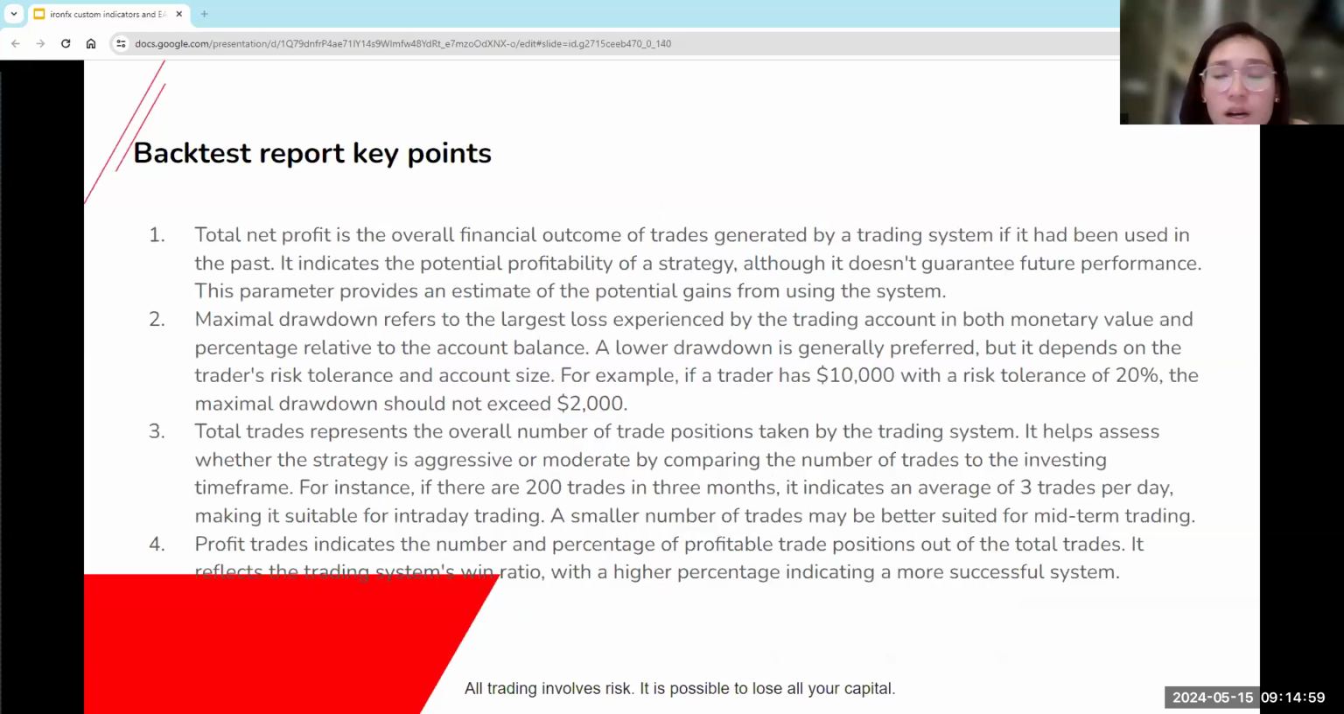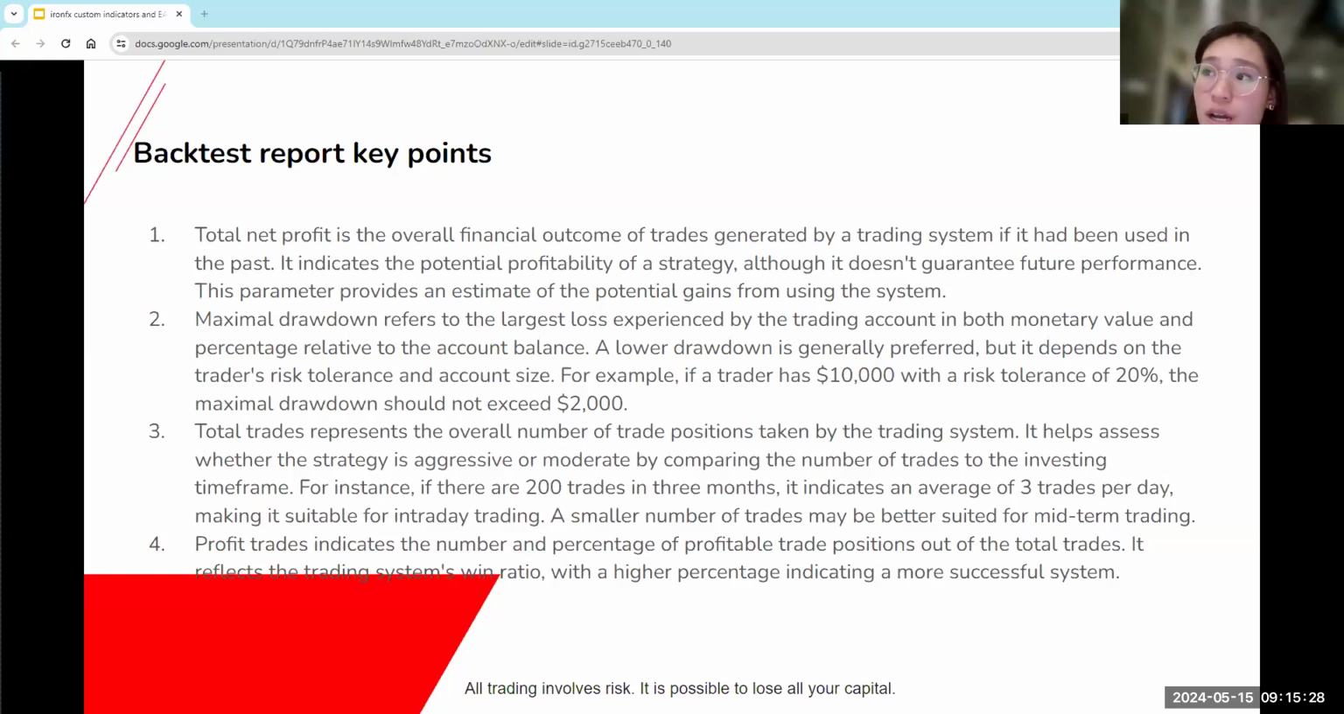Okay, so what exactly do they mean? Firstly, total net profit is the overall financial outcome of trades generated by a trading system if it had been used in the past. So it indicates the potential profitability of a strategy, although it doesn't guarantee future performance. This parameter provides an estimate of the potential gains from using the system.